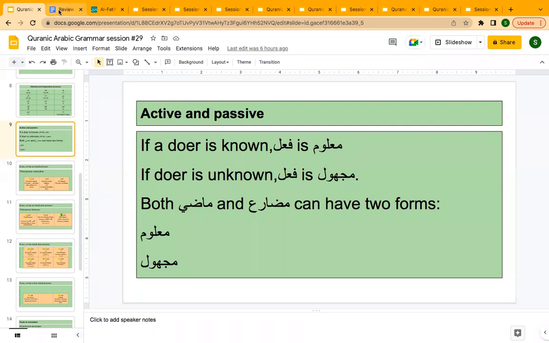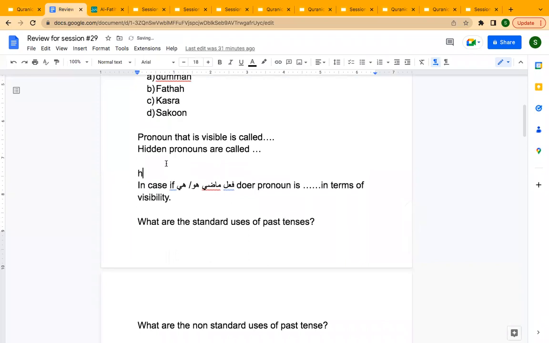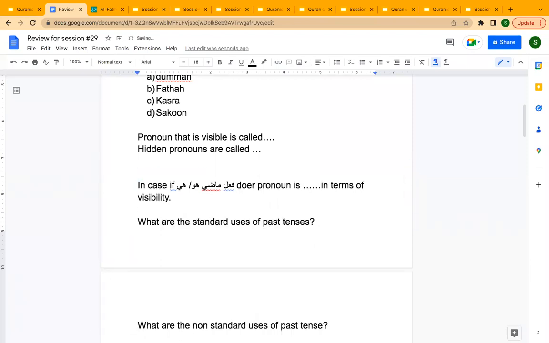If, on the other hand, I make it sound like "he was helped," what do you think about this one? Is the doer known? It is passive, right? The doer is not known here. But in the case of "he helped," you clearly have identified your doer, which is "he." He is the doer here. I hope this is clear. "He was helped," the doer is unknown, but "he helped," the doer is known.